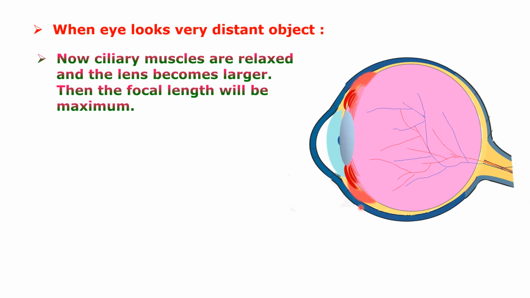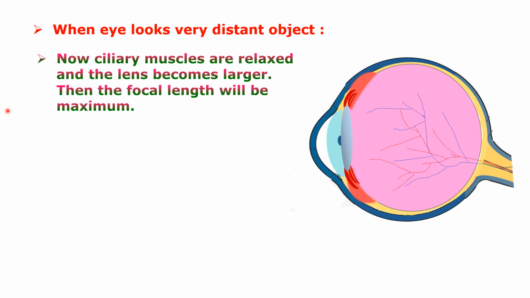See here how the lens is increasing, isn't it? You can compare the sizes. Previously, the size of the lens was small, though here the ciliary muscles got relaxed, hence the size has become more. The size of the lens has become more. Therefore, the focal length will become maximum. The maximum focal length is now 2.5 centimeters.